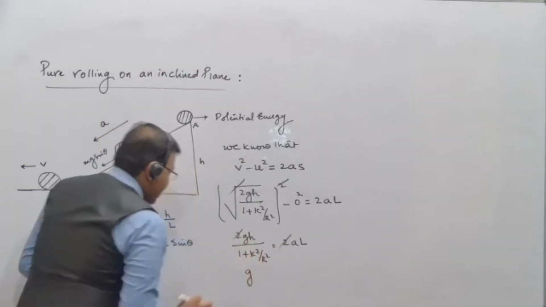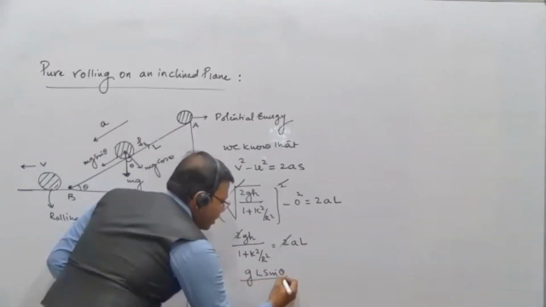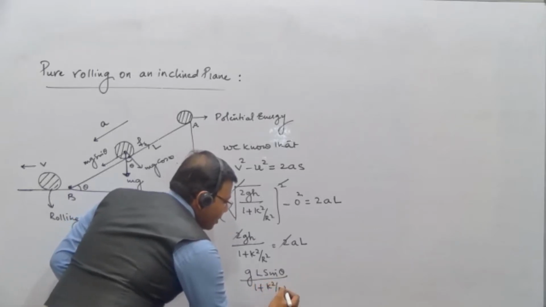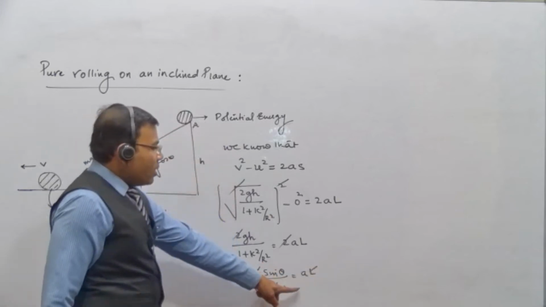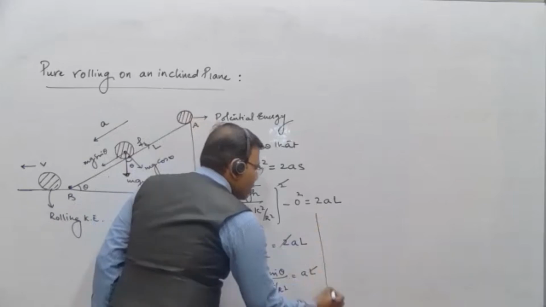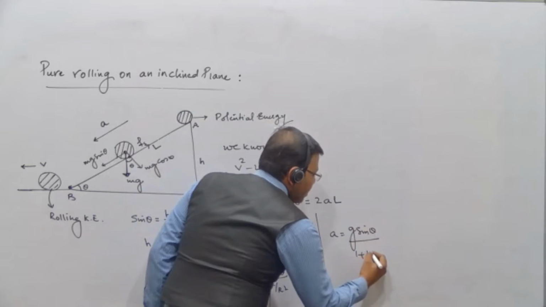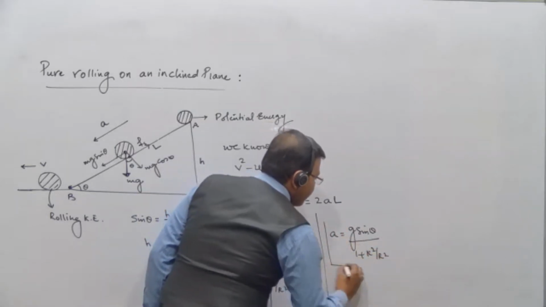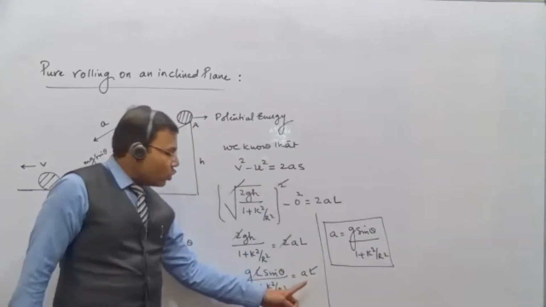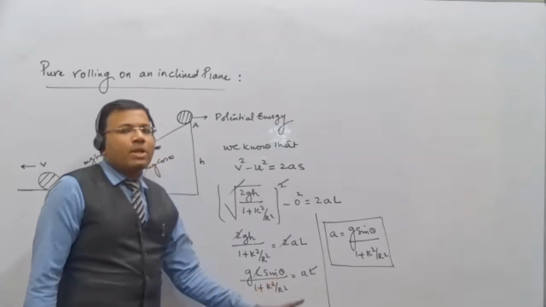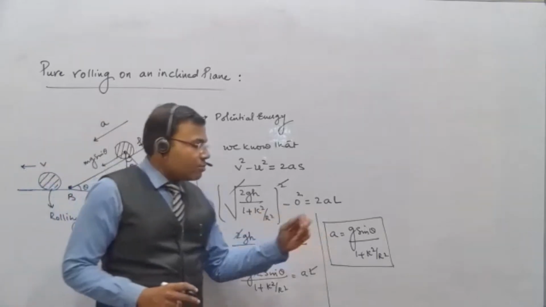This is g, and in place of h I can write L sine theta. So L sine theta by 1 plus k square by r square is equal to a into L. Now if you cancel this L also, what formula do I get for acceleration? Acceleration is equal to g sine theta by 1 plus k square by r square. You can see clearly, L is getting cancelled. Hope you have understood how we are getting the expression for acceleration, and you have to remember this formula.